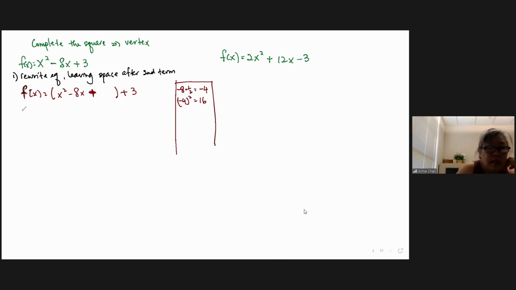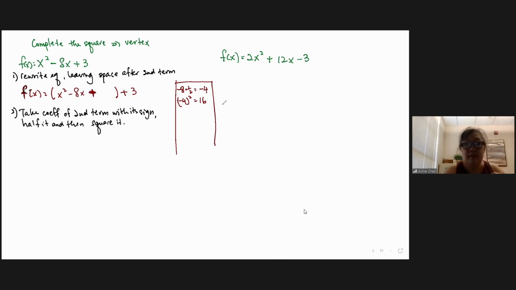So take the coefficient of the second term with its sign. Don't leave the negative behind. Okay. Half it and then square it. This is what I did.